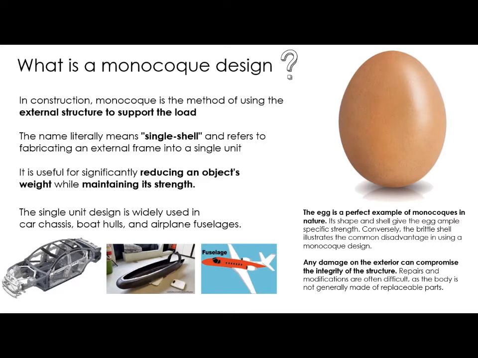The only slight issue is that any damage to the shell is obviously going to compromise the integrity of the structure. And another slight issue with carbon fibre and glass fibre is that repairs and modifications can be quite tricky. You normally have to patch it and things like that, which can look a little bit messy.